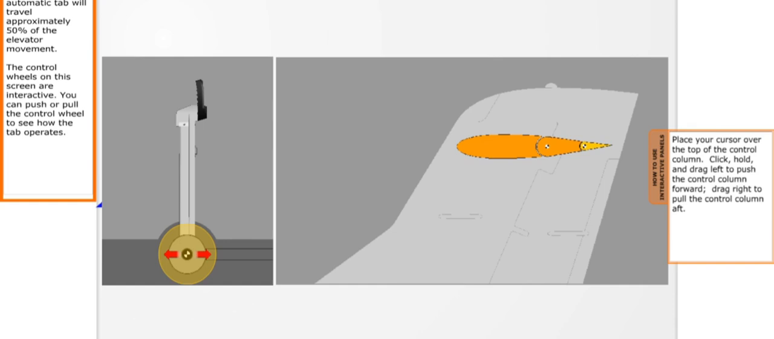The control wheels on this screen are interactive. You can push or pull the control wheel to see how the tab operates.